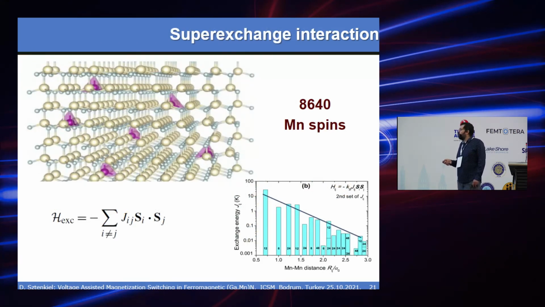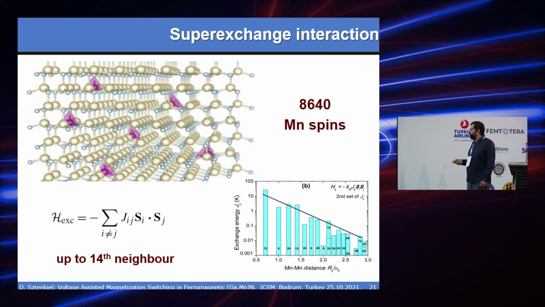First, we take into account the superexchange interaction between manganese spins in the form of Heisenberg interaction. The interactions are up to the 14th neighbor. So, for example, we can have the nearest neighbor position of manganese ions, the next nearest neighbor position, or more distant neighbors, up to the 14th neighbor. And we assume that the strength of this interaction decreases exponentially with the distance between manganese ions.